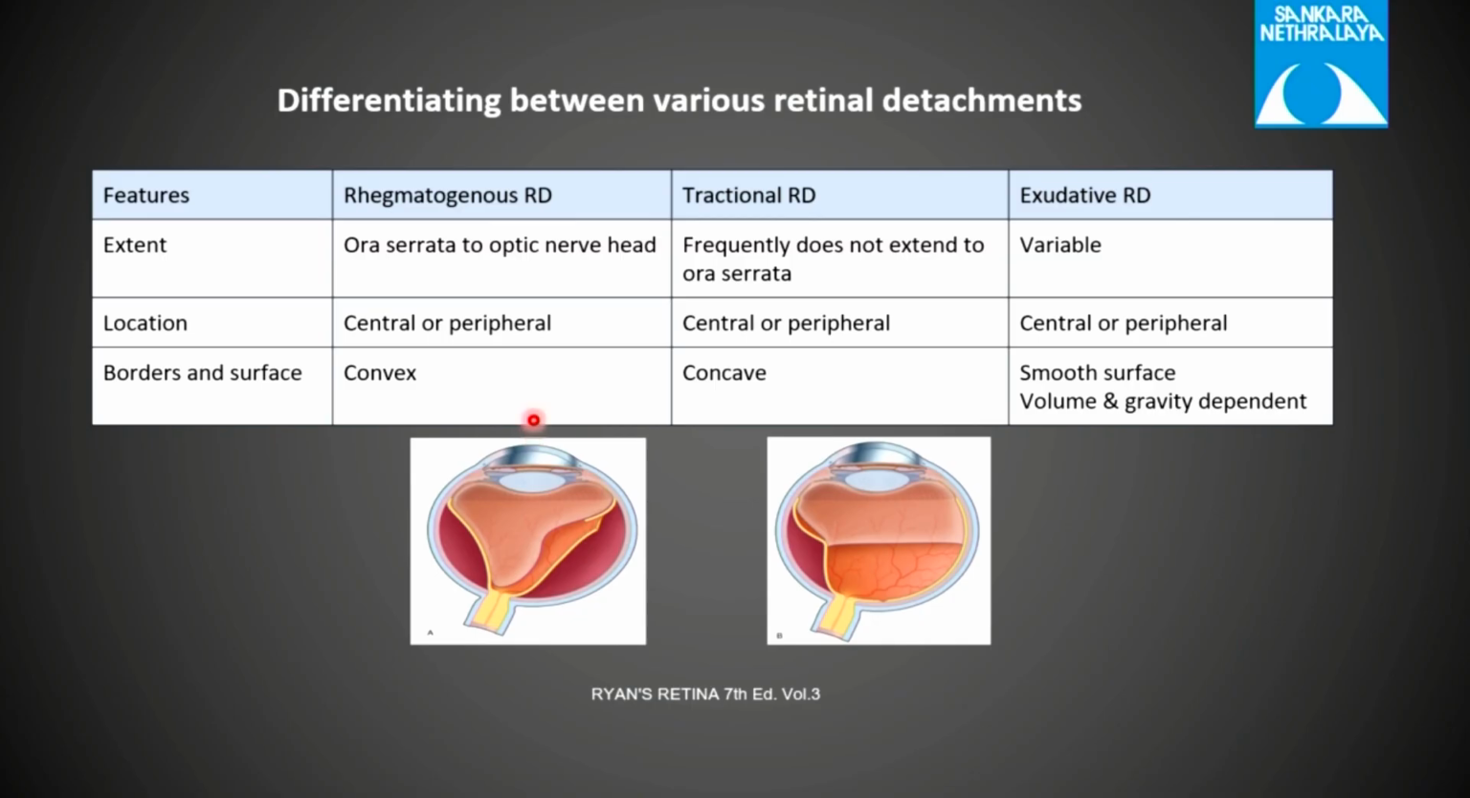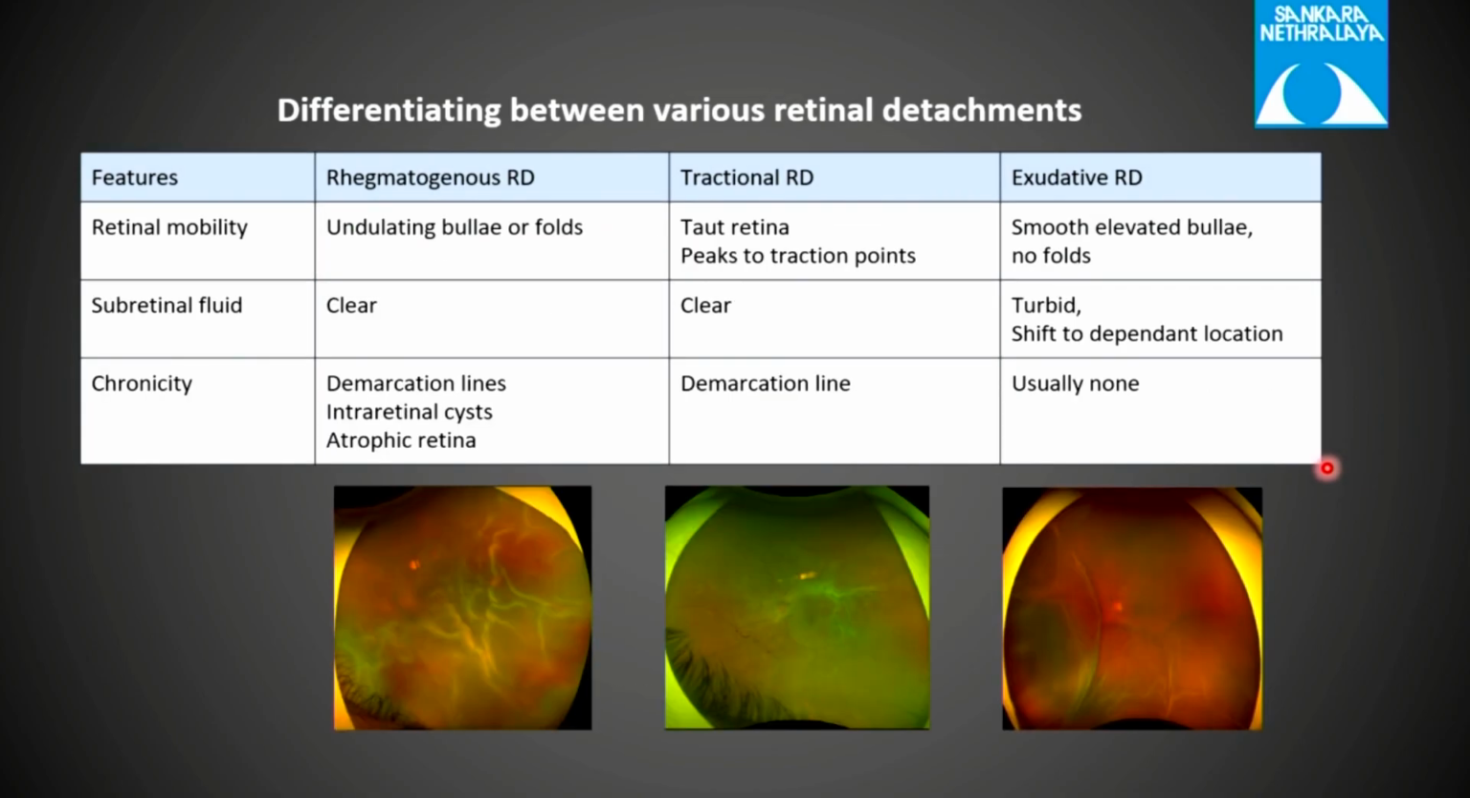Then borders: in rhegmatogenous RD, it is convex, and in tractional RD, as there is traction over the retina, you can see a concave surface. Exudative RD also has a smooth surface, and it is volume and gravity dependent. Then retinal mobility: in rhegmatogenous RD, you can see an undulating bulla or folds. In tractional RD, because of the traction, the retina is very taut, and at the traction points, there is peaking. In exudative RD, there is a smooth elevated bulla, no folds are seen. And subretinal fluid is clear in rhegmatogenous and tractional RD, and turbid in exudative RD.